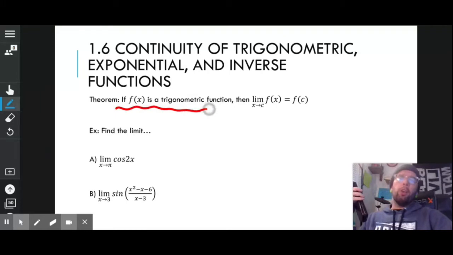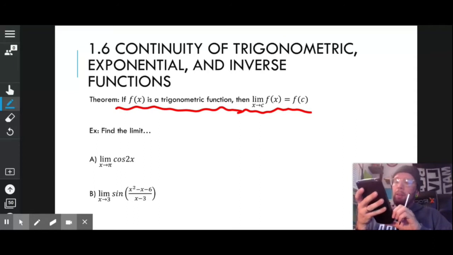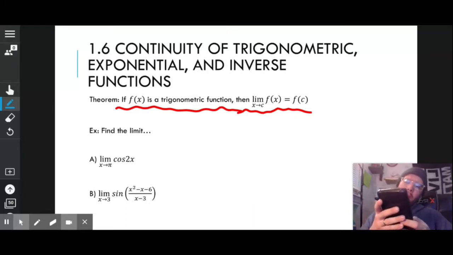If f of x is a trig function like sine, cosine, tangent, and so on, then as long as the limit exists, which it should, you could just plug in c and get your answer. c, of course, is like if the limit is as x approaches pi, you can plug in c and you'll get your answer. There are times where maybe the answer is 0, like tan pi is 0. I believe, let me just double check.